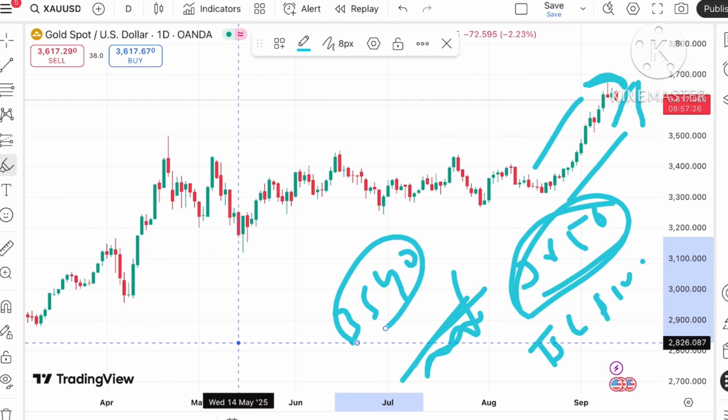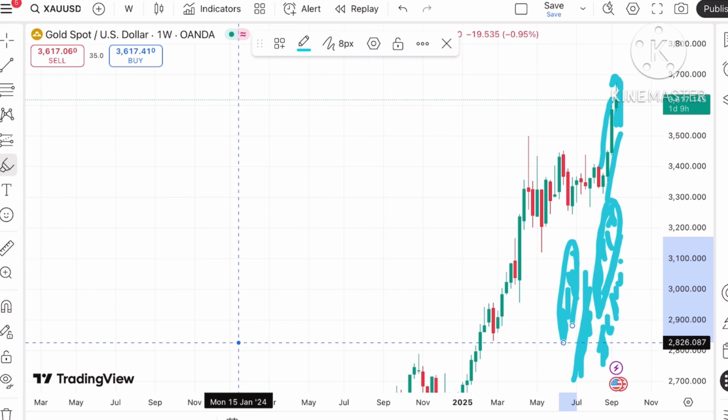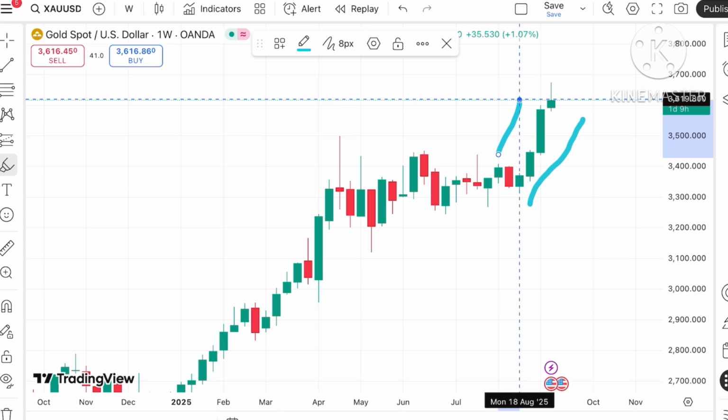Okay, now coming back to the weekly chart, which is important. You have to understand how the price is moving on the weekly chart. We can see there are four continuous green candles forming towards the high.